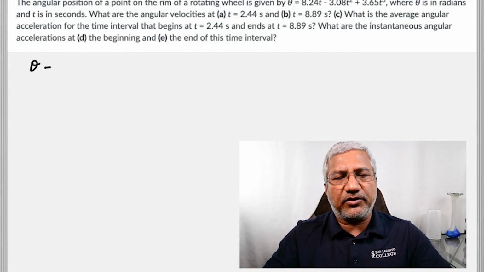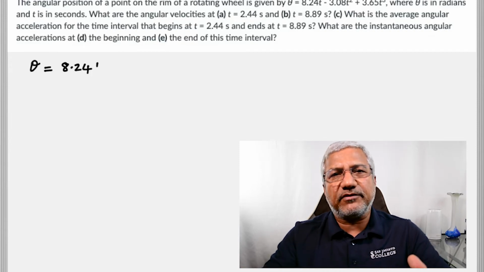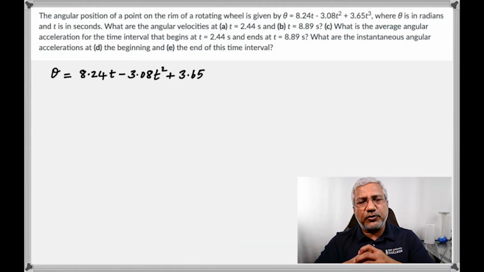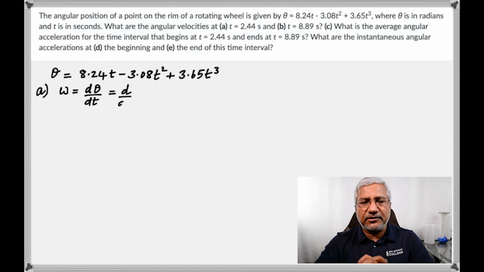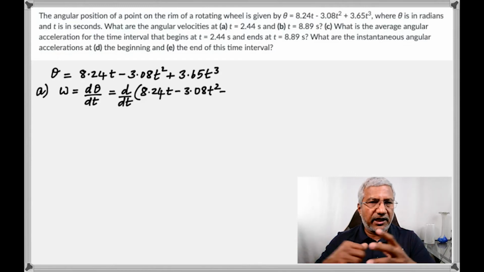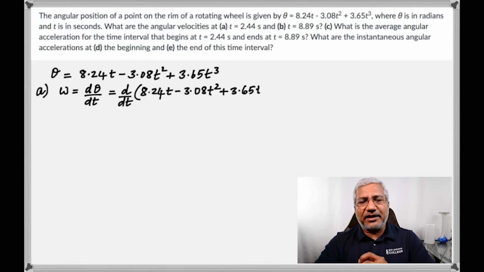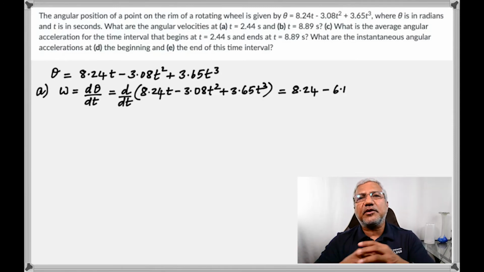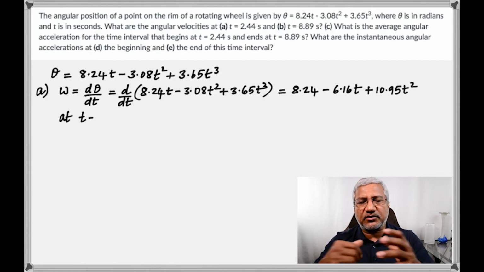The first part we've already done before. From the given function, we can find omega by taking d theta by dt. So when I do that, I've written it again, and that's going to give us 8.24 minus 2 times 3.08 t plus 3 times 3.65 t squared. That's what we get. That's right there.